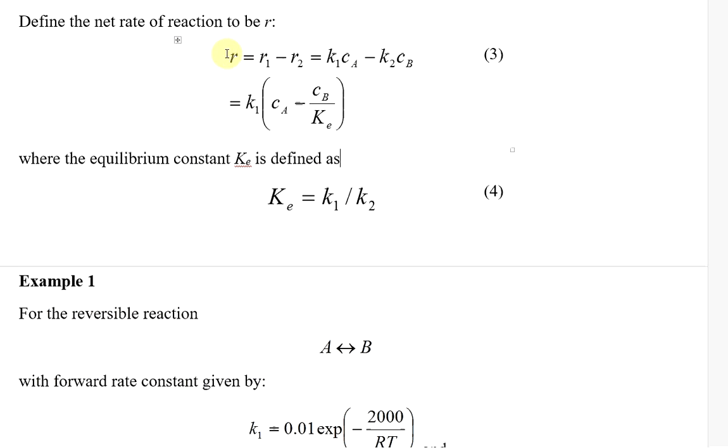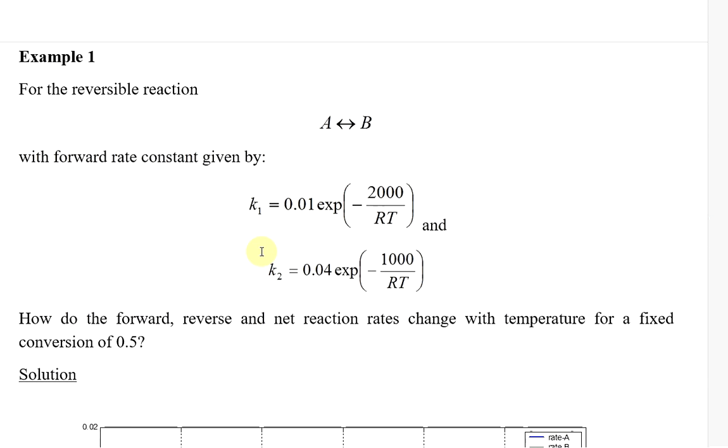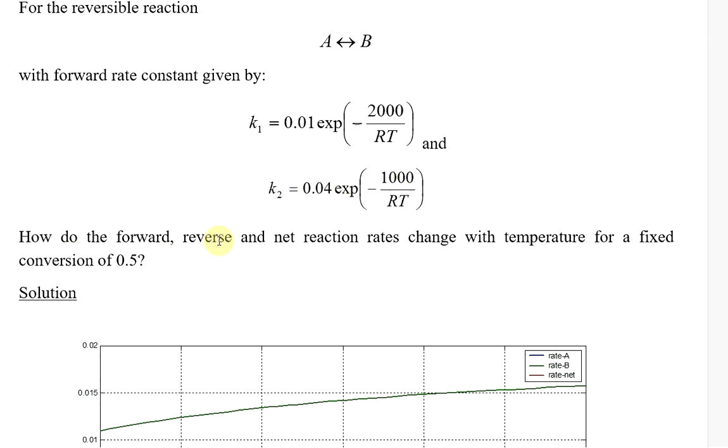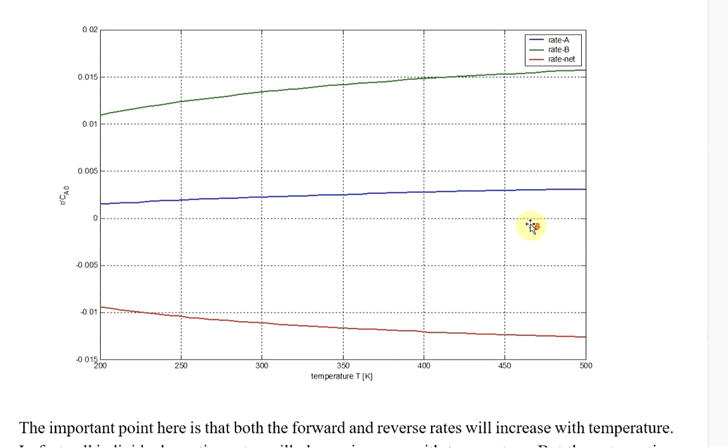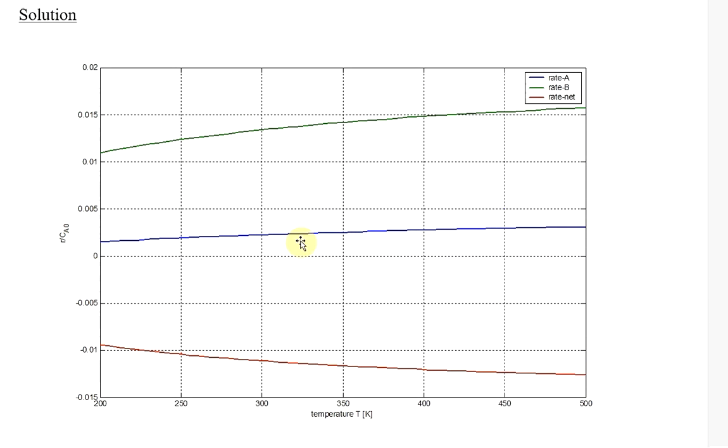So that's the development that we can write in terms of the net rate of reaction. We can define little r to be the net rate of consumption of A. And in this example that's shown, we've specified the kinetic rate constants. So K1 and K2, we've got the pre-exponential factors and the activation energies given. And so our question here asks us to determine the forward, reverse, and net rate of reaction if we have a temperature and we have a fixed conversion of 0.5.